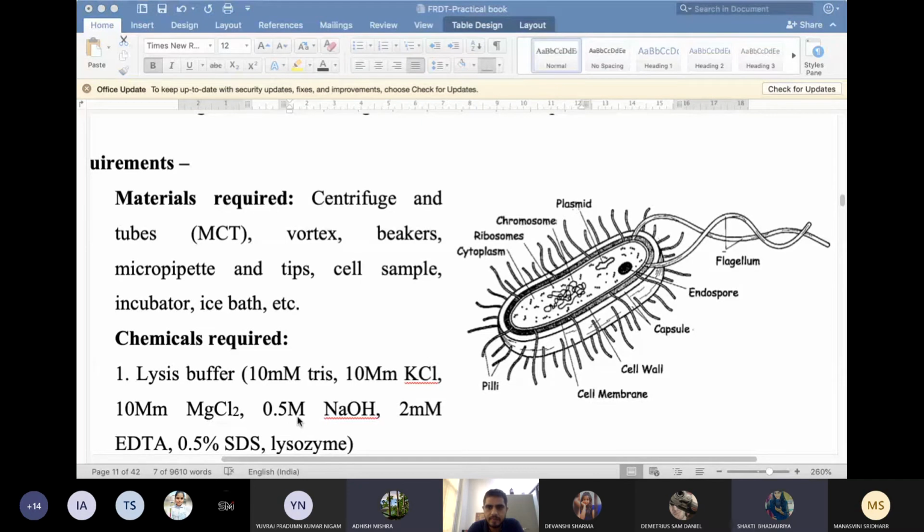Sir, to separate the DNA from the cellular debris. The next barrier is the cell membrane.